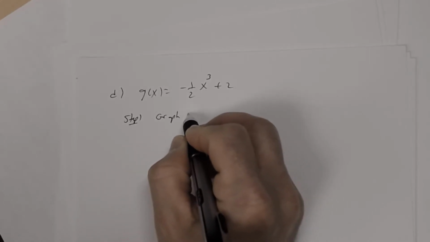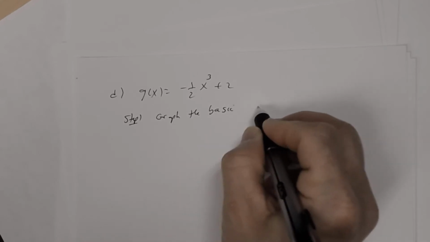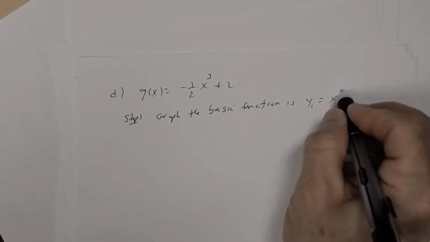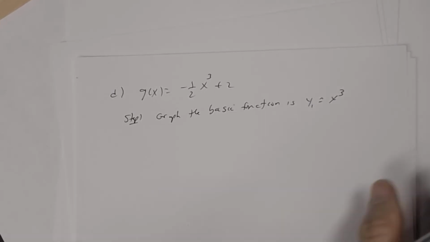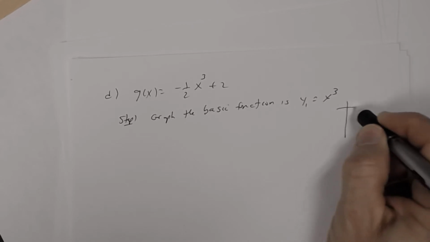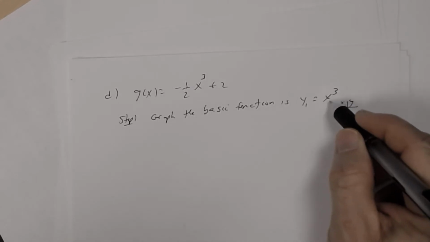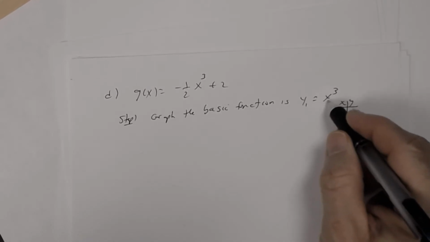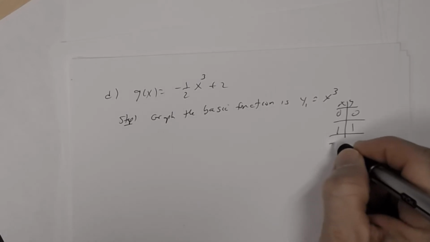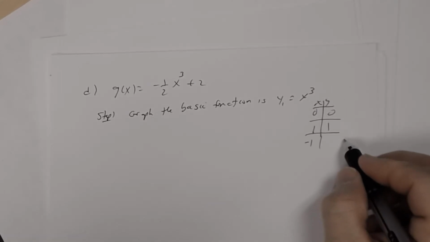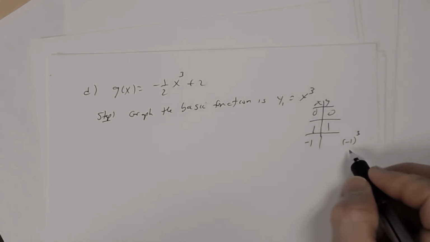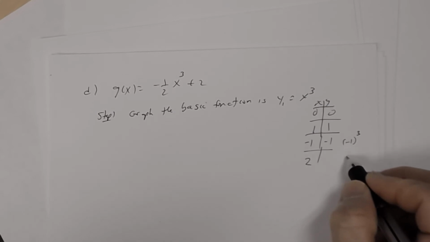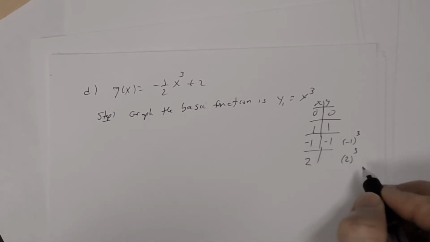the basic function, or the parent function, which is y1 equals x cubed. Okay, so let's think about the points we're going to use here. If I look at x cubed and I let x be 0, 0 cubed, 0 times 0 times 0 is still 0. If I look at 1, 1 times itself 3 times is still 1. If I look at -1, now remember this is -1 cubed. -1 cubed means -1 times -1 times -1, which is -1. If I look at 2, 2 cubed is 8.